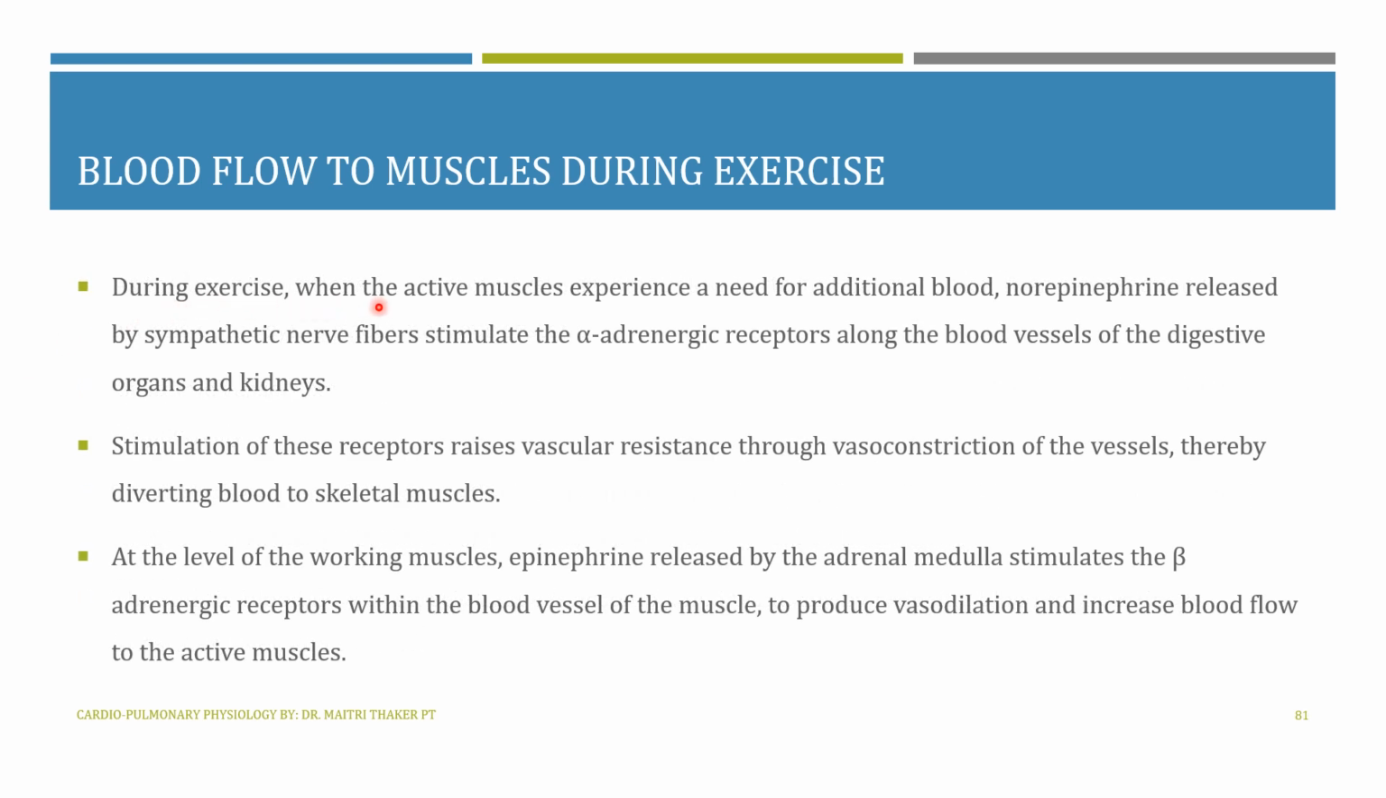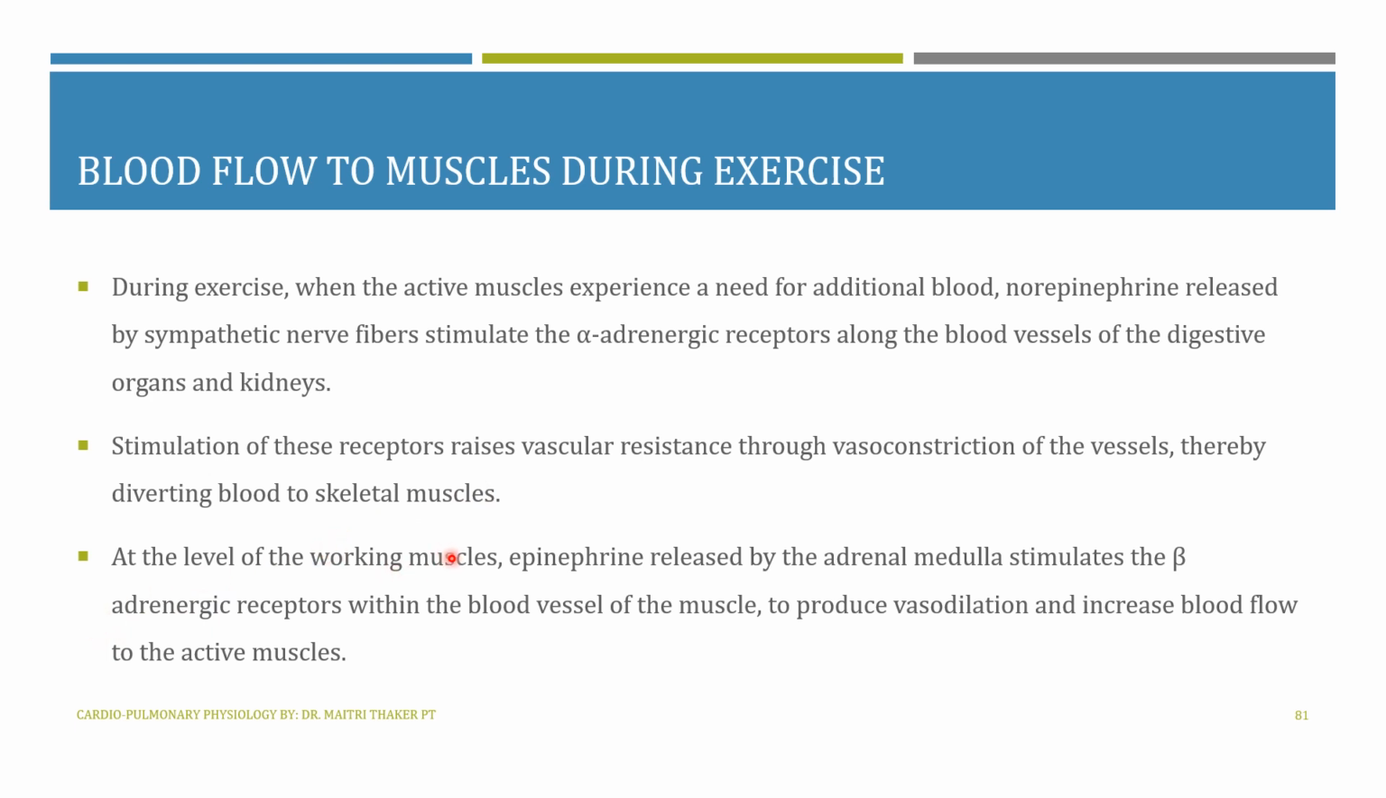So during exercise, when the active muscle experiences the need for additional blood, norepinephrine and epinephrine are released. What do they cause? They stimulate alpha adrenergic receptors on the blood vessels of digestive organs and kidney. This stimulation will cause vasoconstriction of these vessels, and thereby there will be less blood to these organs, to our kidney, stomach, liver, etc. And this blood gets diverted to the skeletal muscle.